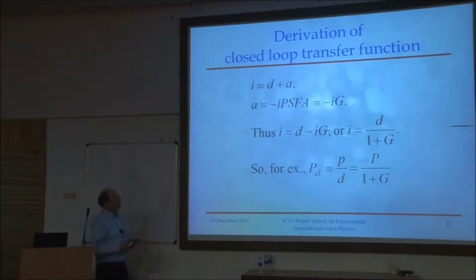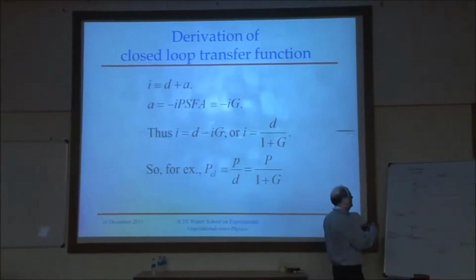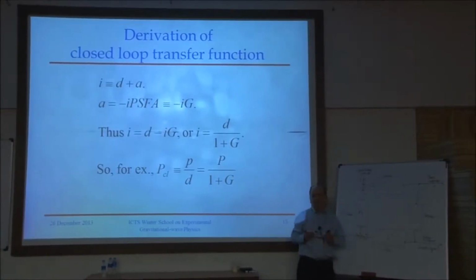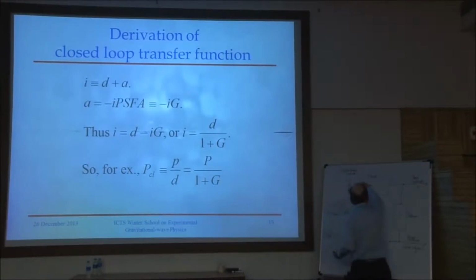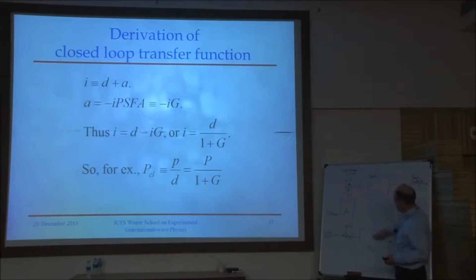Okay, so here is the derivation. Oh, I did need to label one other thing. D, the disturbance input. Okay, so the net input to the plant is the sum of the disturbance input and the actuator output. Okay, so far so good. Now, here's where it gets cool. A is in turn equal to the plant input times capital P times capital S times capital F times capital A, with this explicit minus sign kept explicit. So A is minus I P S F A, which is to say it is minus I G, G being the loop transfer function.